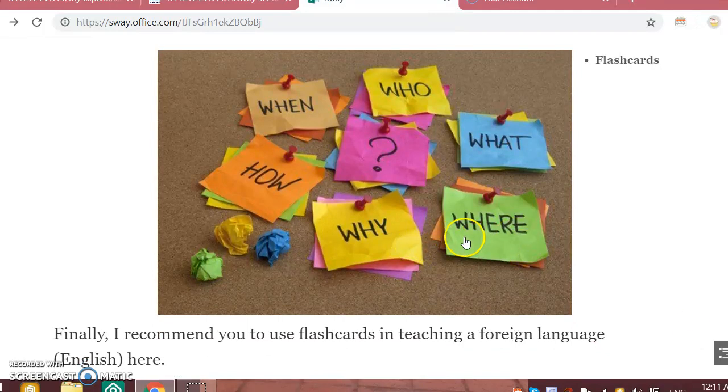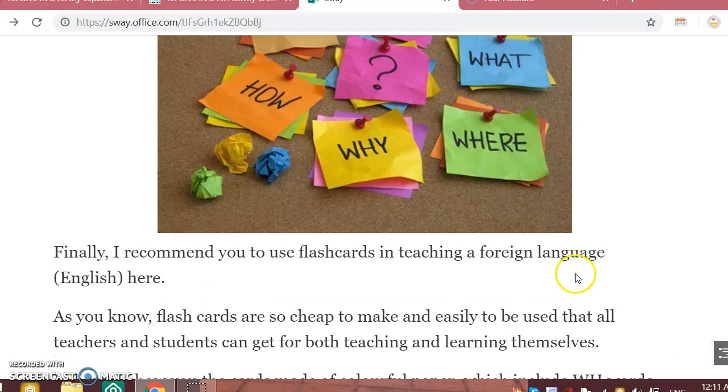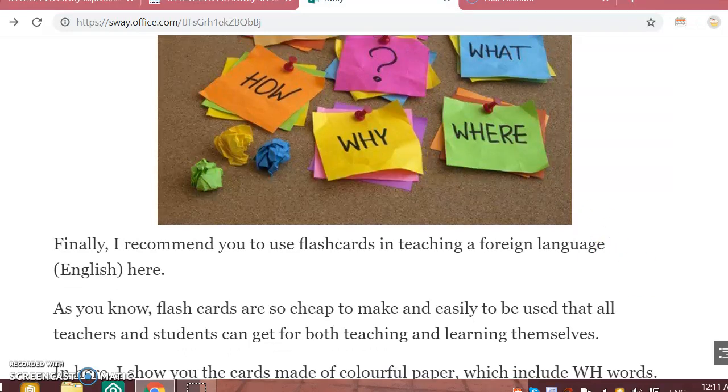Finally, I recommend you use flashcards in teaching a foreign language. Of course, it's English here. Flashcards: here you can see many colorful paper sets. They are very cheap to make and easy to use, so that all teachers and students can use them for both teaching and learning themselves.